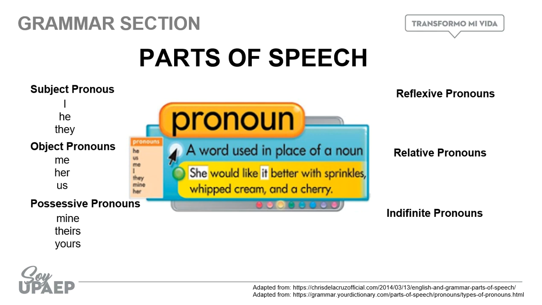Possessive pronouns, for example, mine, theirs, yours. Reflexive pronouns, for example, myself, himself, themselves. Relative pronouns are the ones that we use in relative clauses, for example, who, that, whose. And indefinite pronouns, for example, everyone, anything, someone.